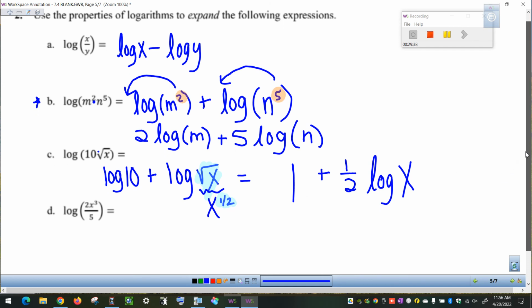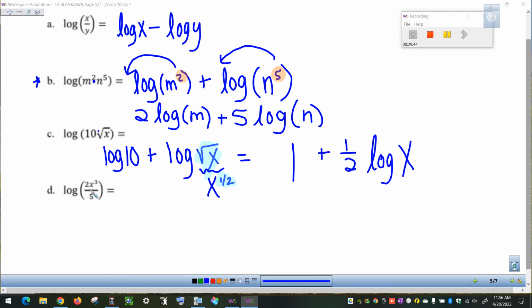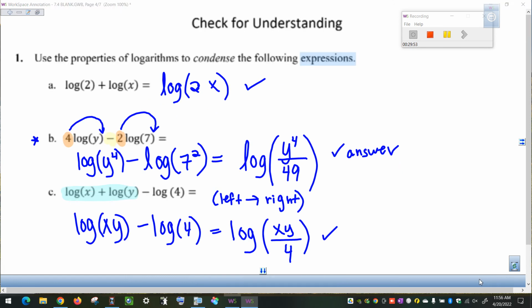All right, and then finally here for part D, we have a couple of different things going on because we have things multiplied together on the top being divided by something else on the bottom. It's actually kind of like part C of the previous piece, where we ended up with things multiplied on the top, divided by something on the bottom.